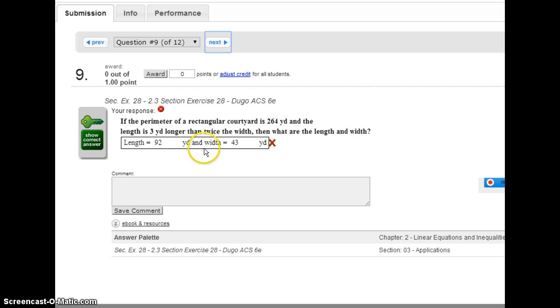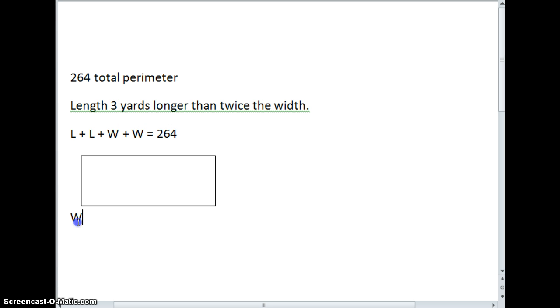Alright, so on to 9. If the perimeter of a rectangular courtyard is 264, and the length is 3 yards longer than twice the width, then what are the length and the width? Alright, so I got a little picture here to visualize it. To get the perimeter, you take the length plus the other length, and then add the width and the width, so you get all 4 sides there, and we'll use a formula like that.